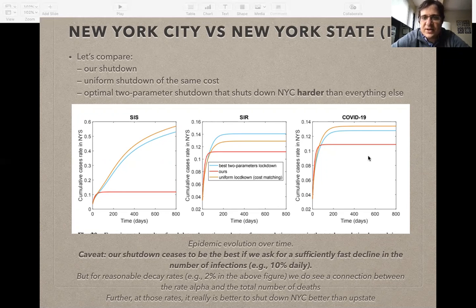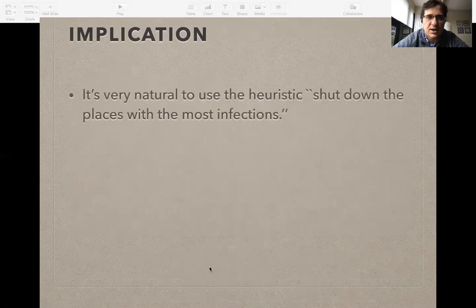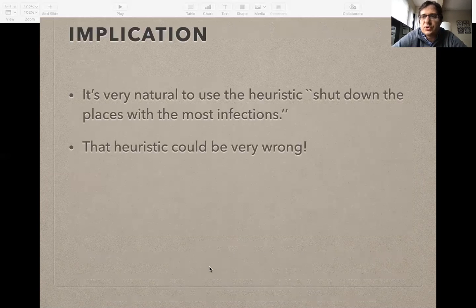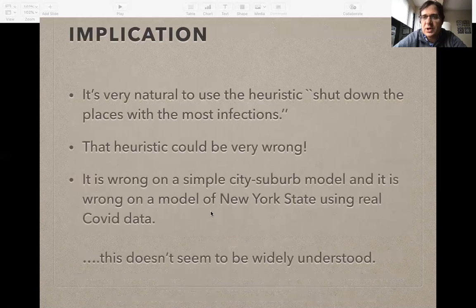And again, this is very counterintuitive. It does not always happen. In some cases it does not happen, but it certainly does happen if we use a model of New York State for April 1st, and we ask for here 2% daily decay. That's the rate that we're trying to achieve. So this is counterintuitive. It does not seem to be widely realized. The implication is that it's very natural to use the heuristic of shutting down the places with the most infections, right? But sometimes that is the very opposite of what you should do if your goal is to drive the disease to zero at lowest cost at a certain rate. And this point does not seem to be widely understood.